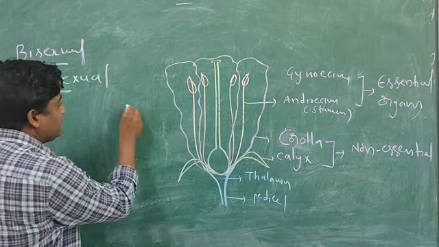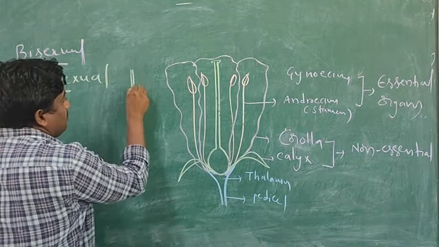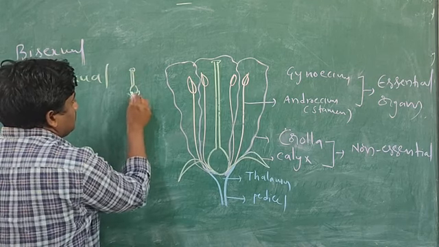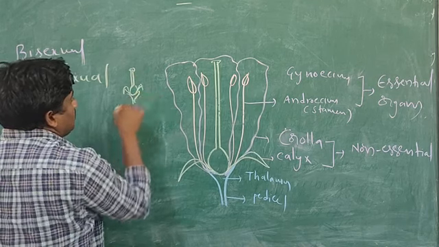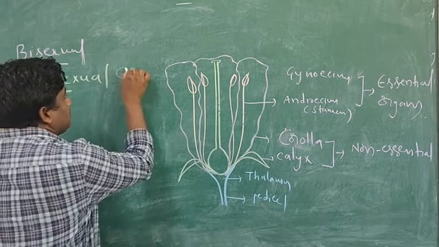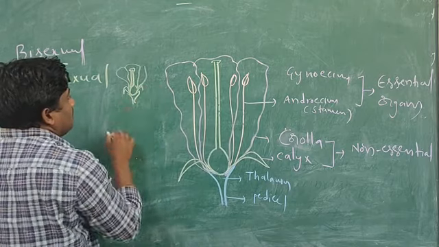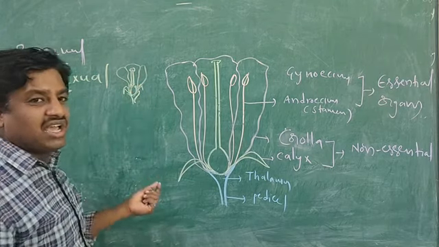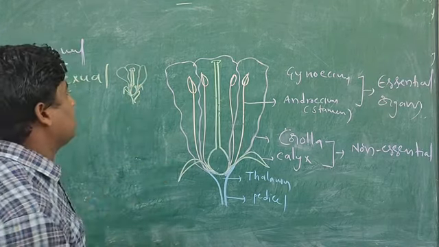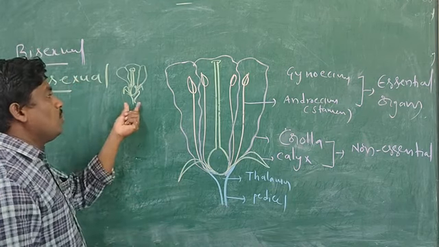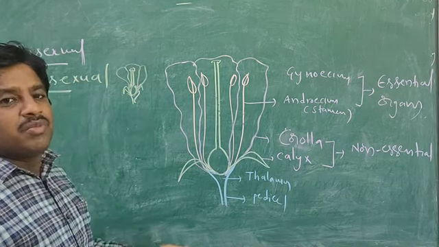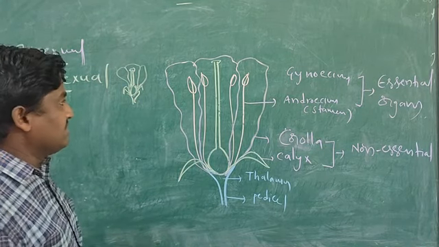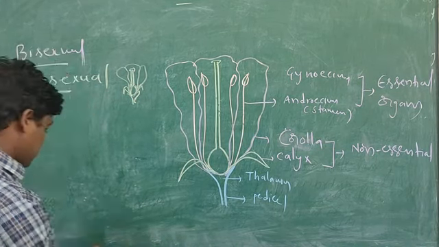Unisexual means, suppose you can see here, this is the flower containing this one. Like this. Only female is present, that is gynoecium only present. So it is a single only present, so that's unisexual. And if instead of gynoecium, only stamens are present, that's why we call them unisexual flowers. Next.